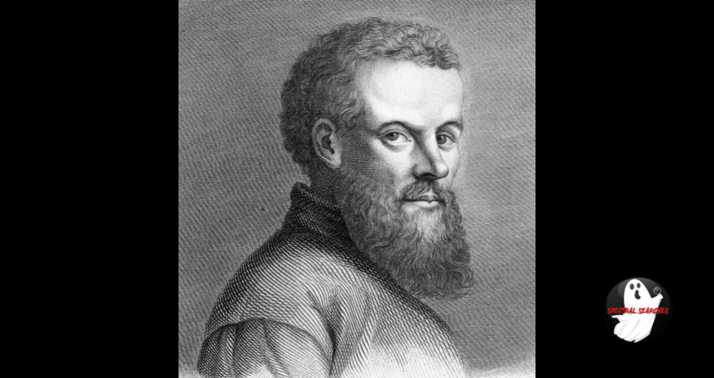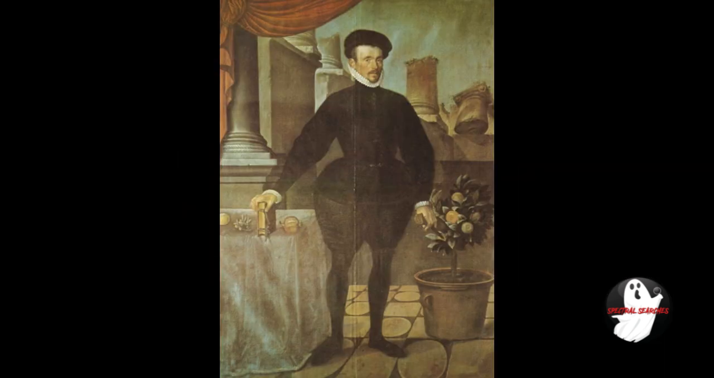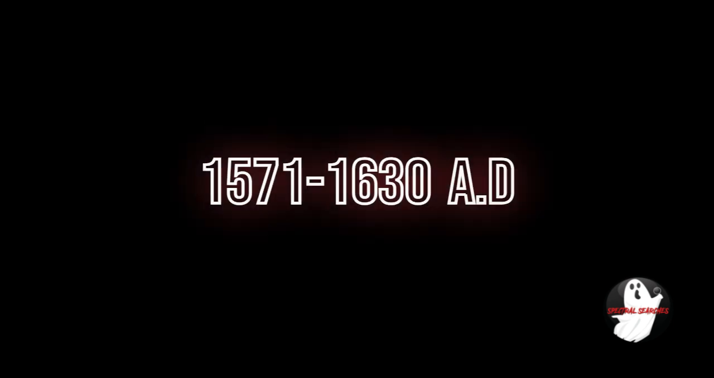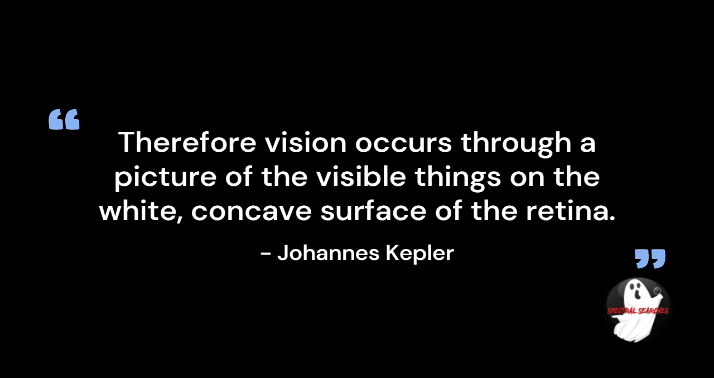Vesalius retained the importance of the crystalline lens, but strongly denied that the optic nerves were hollow. By mid-century, anatomists had begun to look more closely at the crystalline humor, which no longer seemed round and centered but more oblong and towards the front of the eye. In 1583, Felix Platter argued that the optic nerve was the primary organ of vision. He stated that the crystalline humor played a secondary role and elevated the status of the retina. In 1604, Kepler offered the first theory of the retinal image. "Therefore, vision occurs through a picture of the visible things on the white, concave surface of the retina."